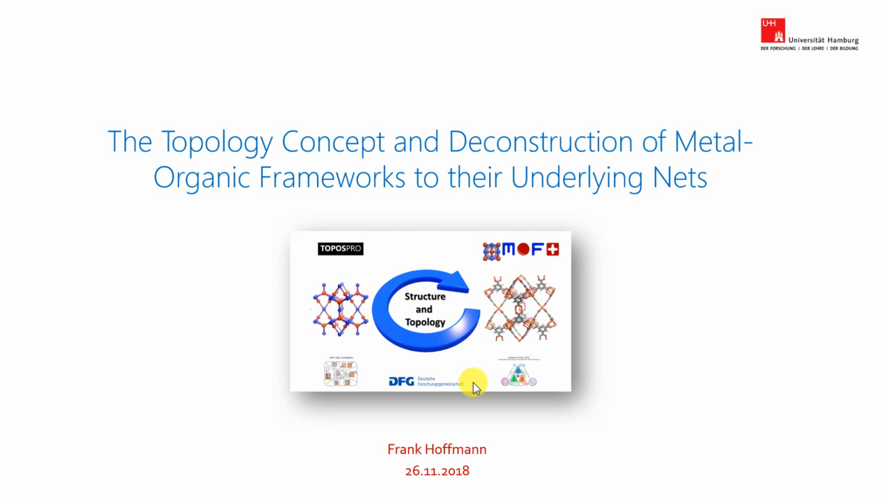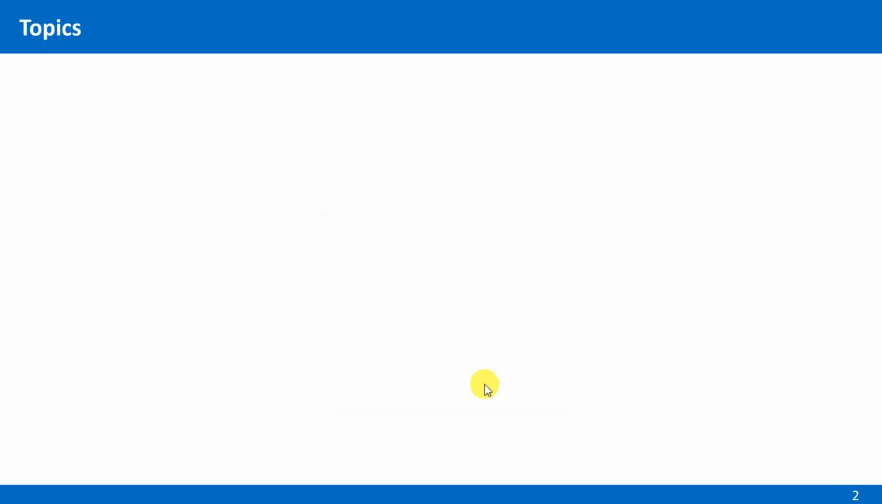Okay, let's begin. In the next 50 minutes or so, I will try to give you a brief overview of what is meant when framework chemists are talking about topology. And we will see how framework compounds can be turned into networks. So the outline is as follows. There are roughly 3 parts.